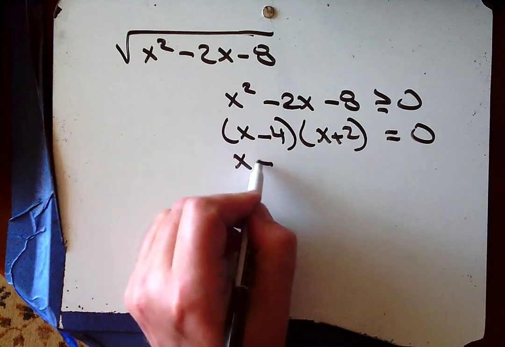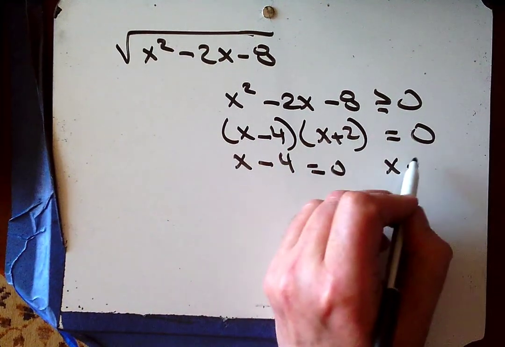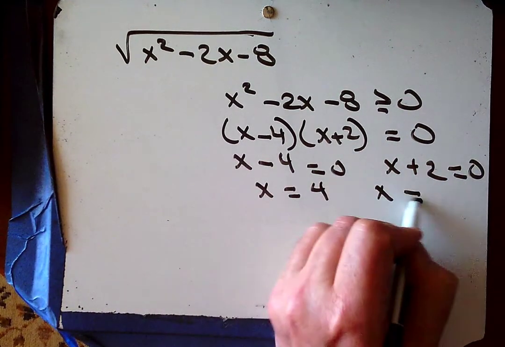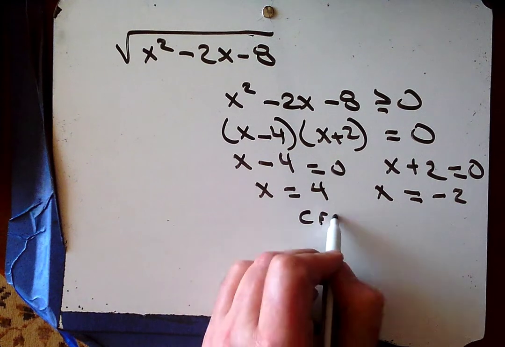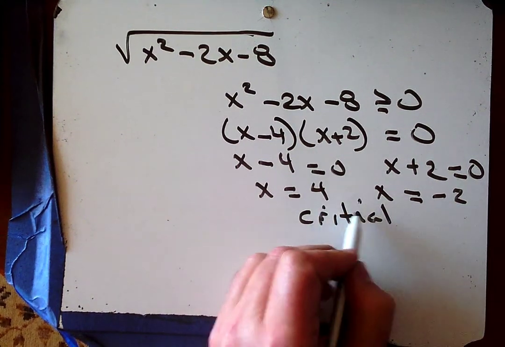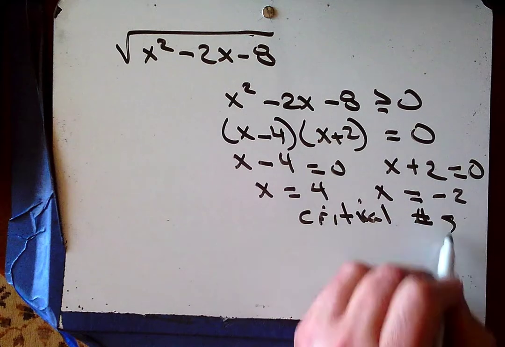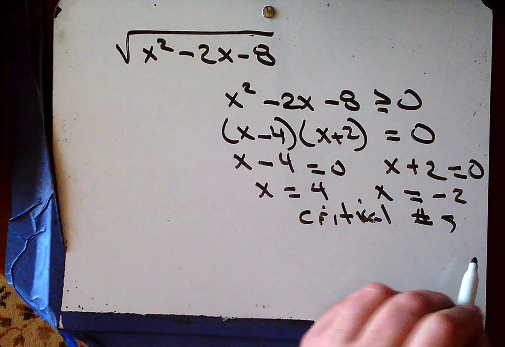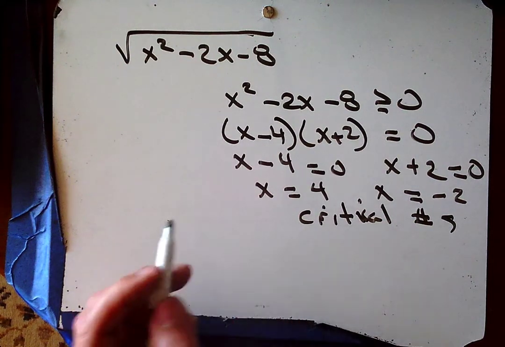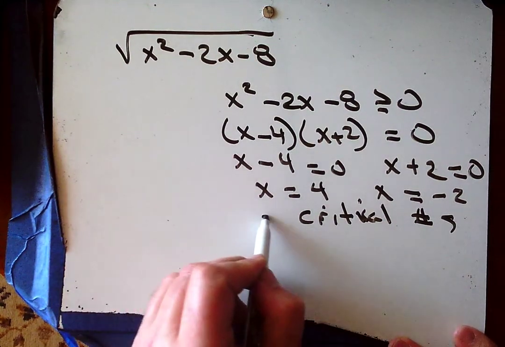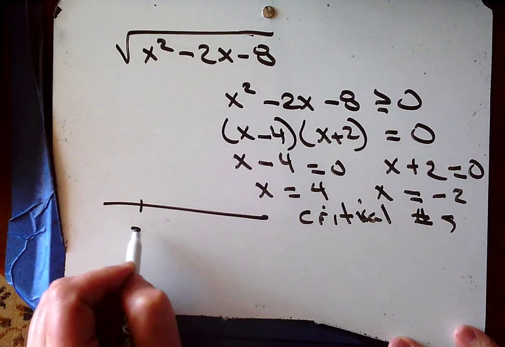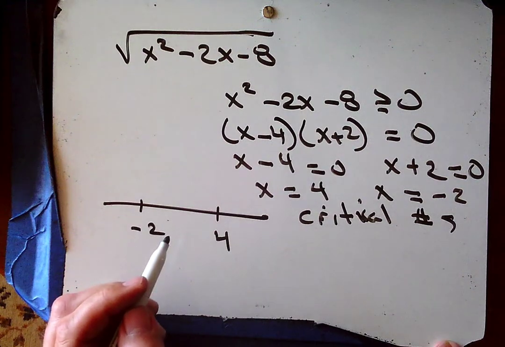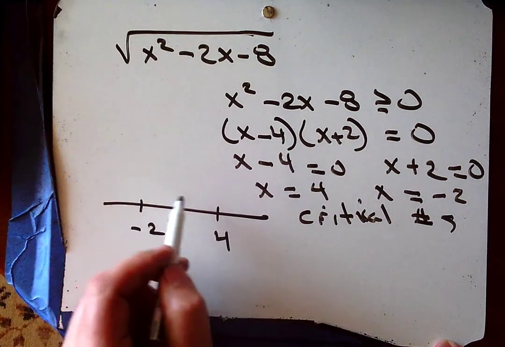And I can say x minus 4 equals 0 and x plus 2 equals 0. So x equals 4 and x equals negative 2. And I can call these numbers critical numbers. We're going to use critical numbers a bunch this semester, so no, they're not going away. You might want to take some serious notes right now. I'm going to take those critical numbers and put them on a number line. And I'm going to test these values for these intervals.